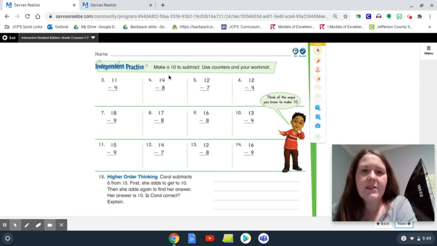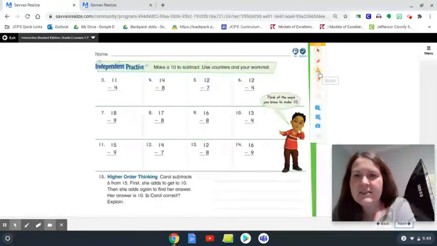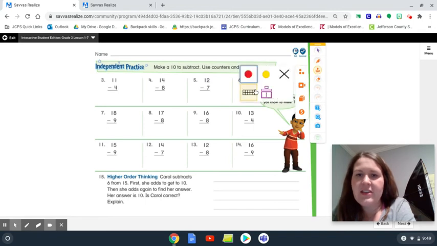Okay, so for here, they didn't give you any 10 frames, and you can do this on your own. So it says make a 10 to subtract. Use counters and your work mat. So what we're going to do is go over here to the stamp button, hit your counters, and then you can get 10 frames.